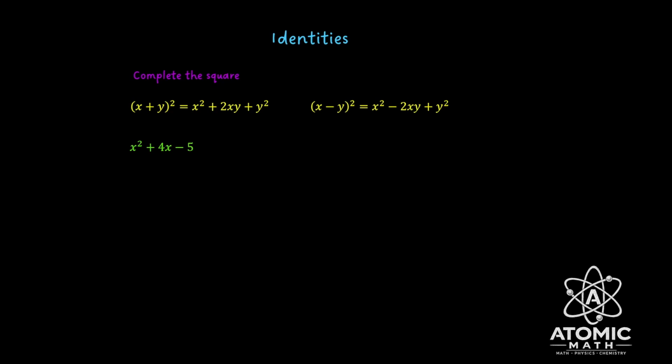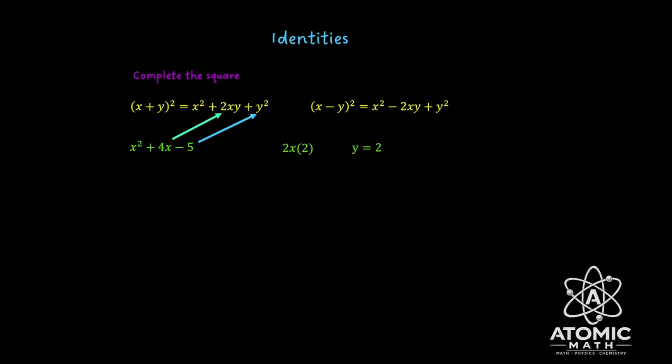In order to get this into the right-hand side of the equation above it, I need 4x to become this 2xy. So I have to have a 2x, and then I need a y. The only way I could do that is by making y equal 2, and then 2 times x times 2 would give me 4x. I also need to try and turn y squared into minus 5, which is not as easy, but we will look at that in a second.